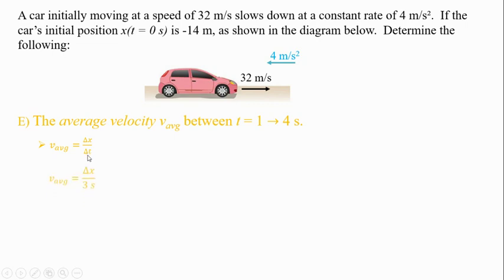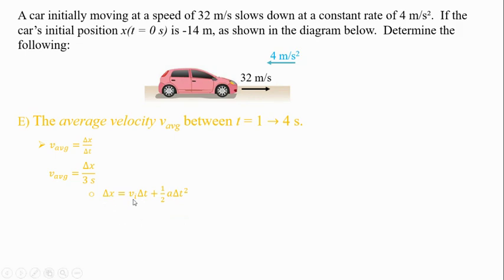And then we can just kind of plug and chug here. You know that the change in time is 3, because the difference between 1 and 4 seconds is 3 seconds. 4 minus 1 is 3. However, you don't know what delta x is. You don't know what delta x is, but that's okay. Go find it. Use your displacement function.